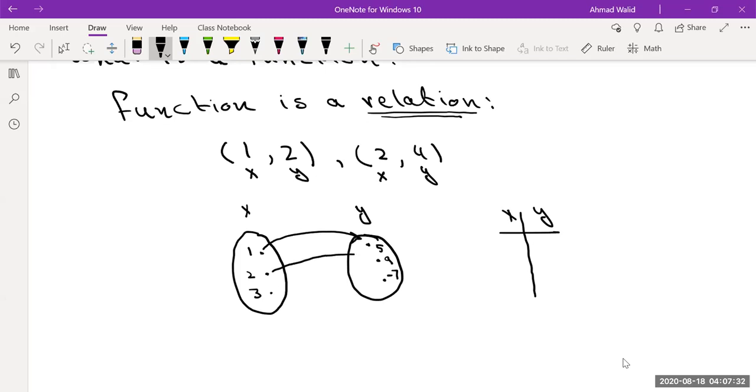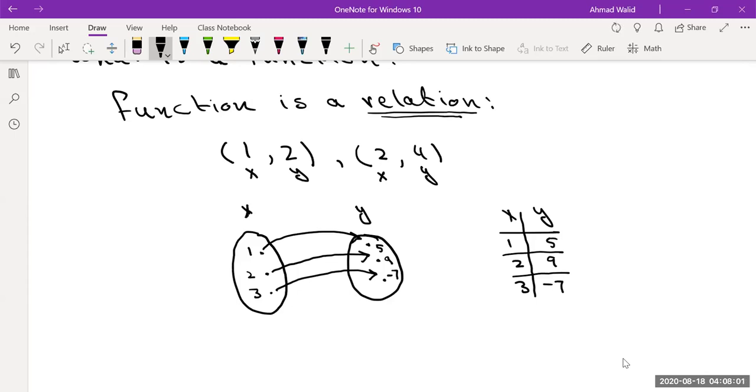When x is 2, your y is 9. When x is 3, y is -7. Correct? Or in the same way I can represent the same diagram here for you: 1, 2, 3, 5, 9, -7. When x is 1, y is 5. When x is 2, y is 9. When x is 3, y is -7.